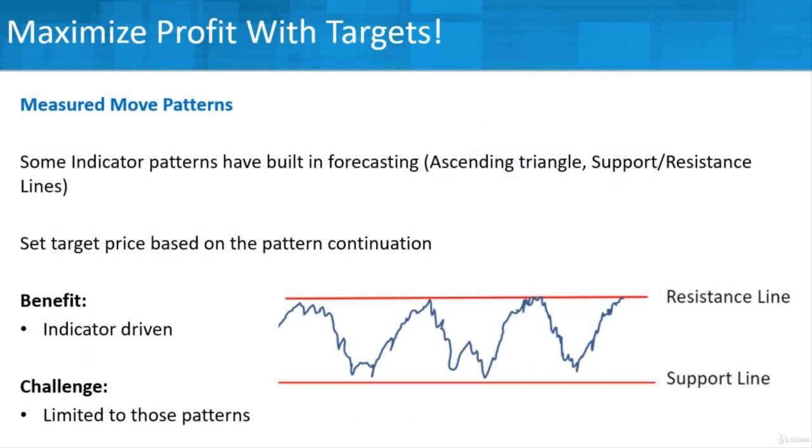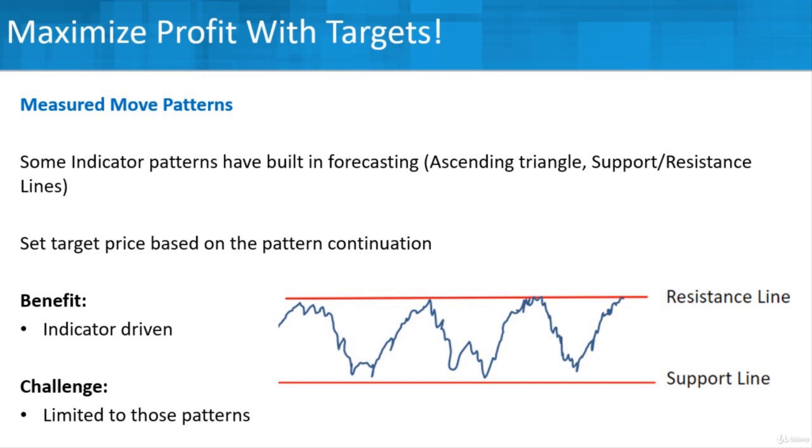Another way you can use is to look at measured move patterns. And this is kind of related to indicators, depending on the indicator you're using, but some indicator patterns have built-in forecasting, like ascending triangle or support resistance lines, like we see an example here. And so when you buy in, you're setting your price based on the pattern continuation. So if I was looking at that support line, I want to buy near the bottom, near the support line. I know that it's going to rise up hopefully to this resistance line and follow the pattern. And as I get up to that resistance line, okay, now I'm going to sell again.